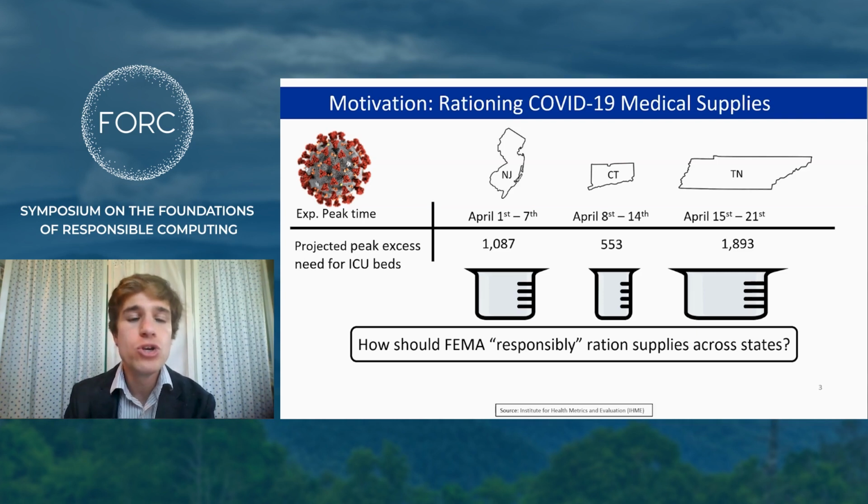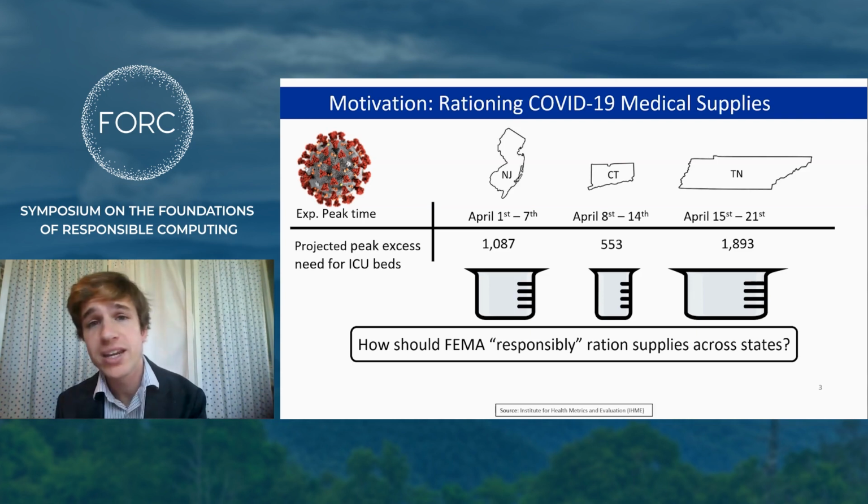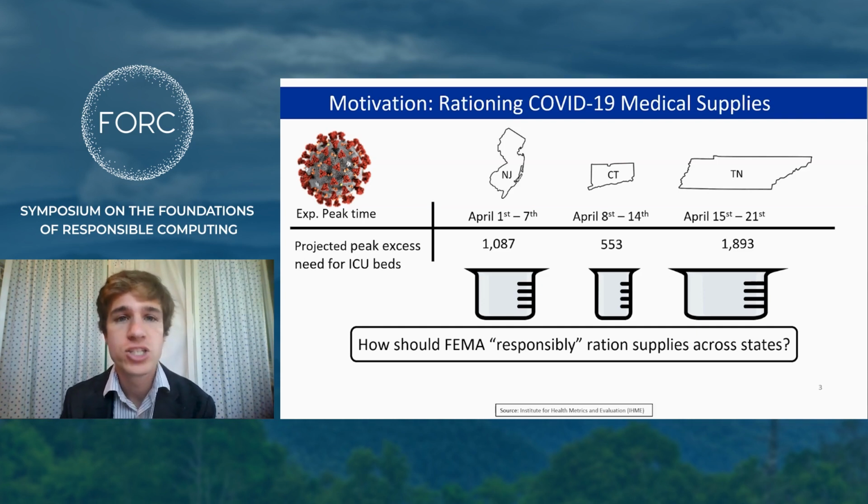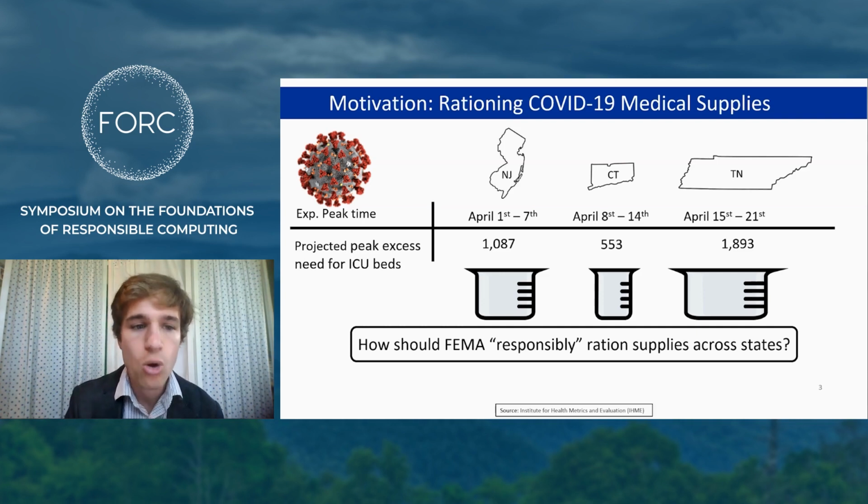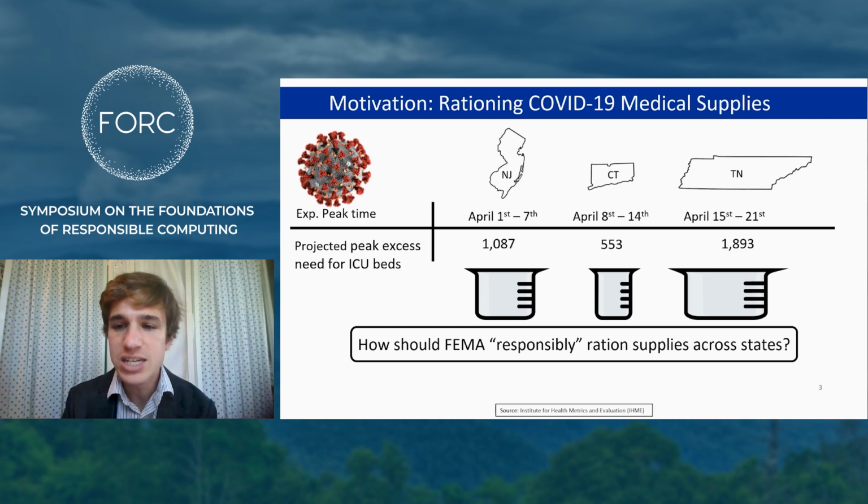For example, New Jersey was one of the states that was hit hardest earliest in the pandemic. FEMA wasn't sure exactly how much need they would have, but the amount of need that they had would be correlated with the need of states later on. If the pandemic got bad, states were more likely to make higher demands. So this is a somewhat challenging framework within which FEMA needs to make these decisions about what sort of rationing policy would be good.